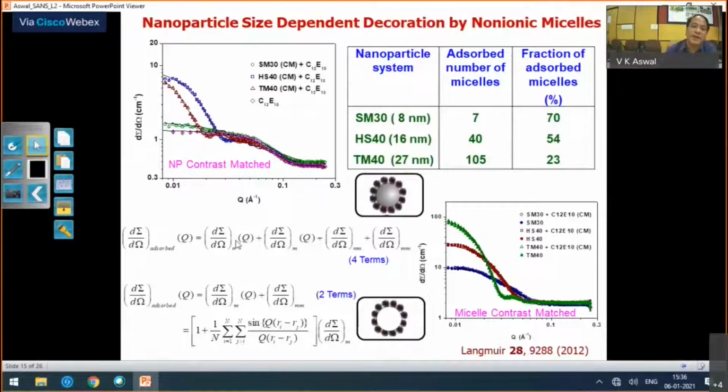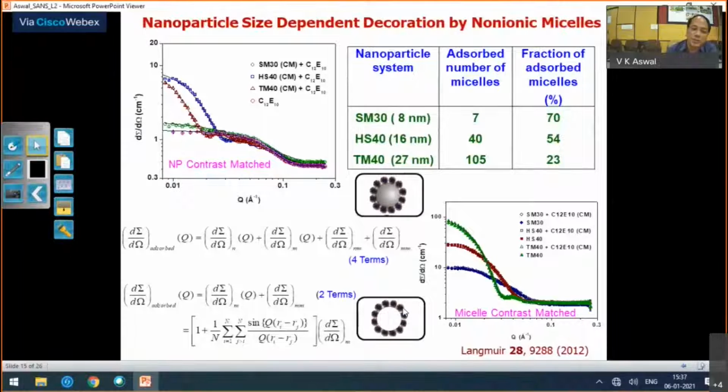So you can have different combinations giving you the same fit. So to get a reliable fit is very difficult. But once you contrast match the nanoparticles, there will be no scattering from nanoparticles, so that will vanish. And also there will be no cross term from the nanoparticle with micelles. So only 2 terms are left, that are from the micelles and the micelle-micelle populations.